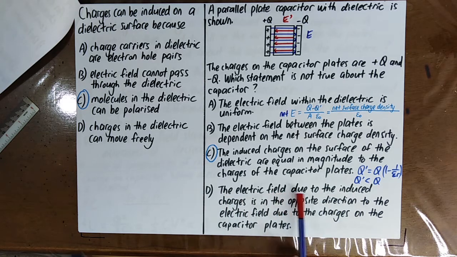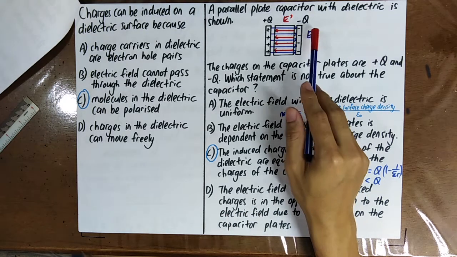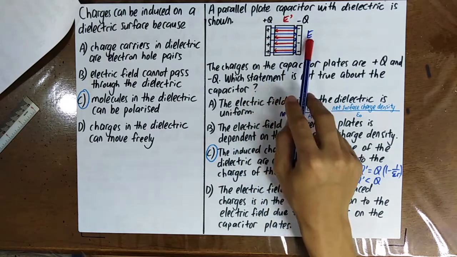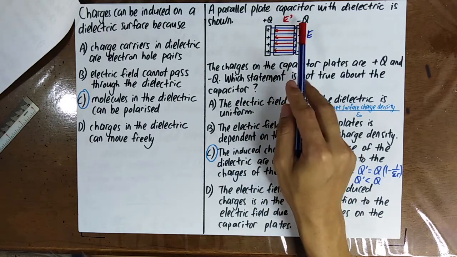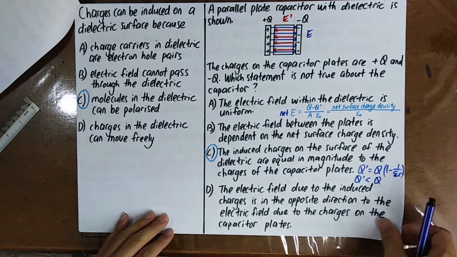The electric field due to the induced charges is in the opposite direction to the electric field due to the charges on the capacitor plates. Yes, the original electric field is from here to here, and then the reverse electric field is from here to here, so they are opposite directions.